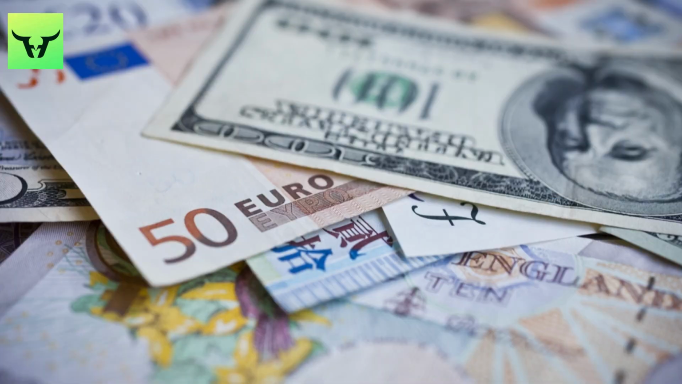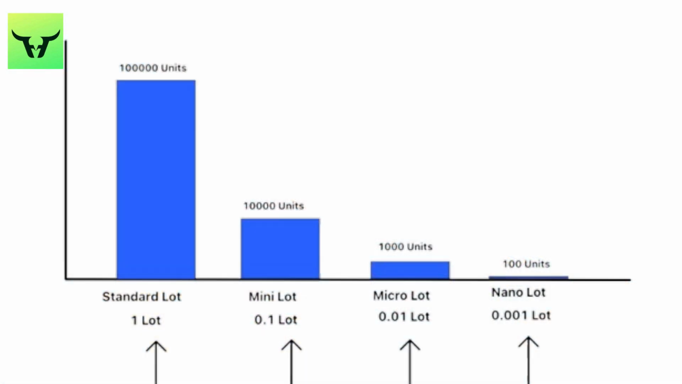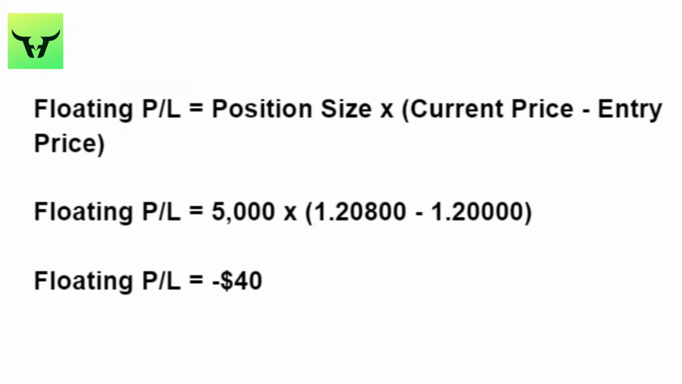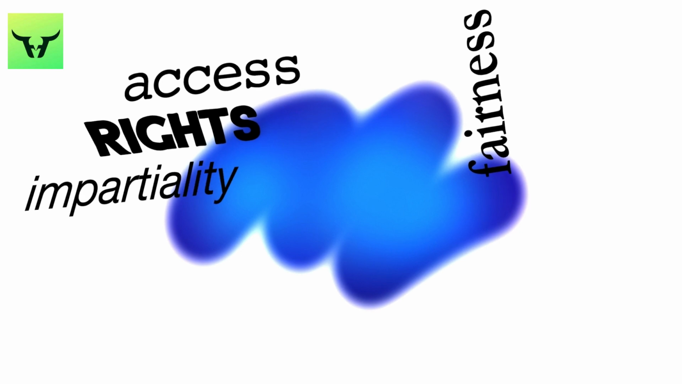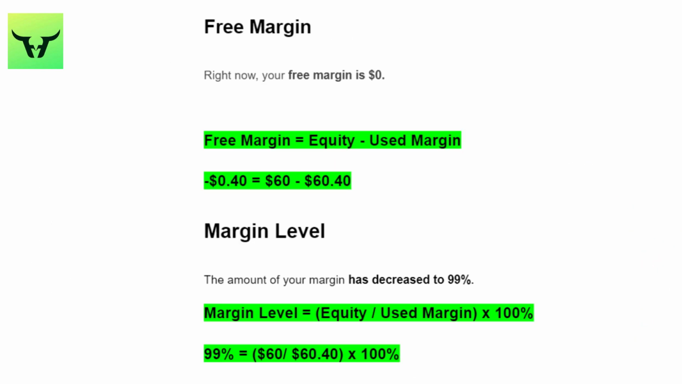Floating PL. The EUR/USD pair has increased, moving from 1.2000 to 1.2080, a difference of 80 pips. A 1 pip change equals $0.10 per microlot since you are trading microlots. Since you have 5 microlots in your position, 1 pip change is equivalent to $0.50. There is a $40 floating loss as a result of your short position in EUR/USD. Equity, you now have $60 in equity. Free margin. Right now, your free margin is $0. Margin level. The amount of your margin level has decreased to 99%. Your margin level currently lies below 100%. At this point, you will receive a margin call.